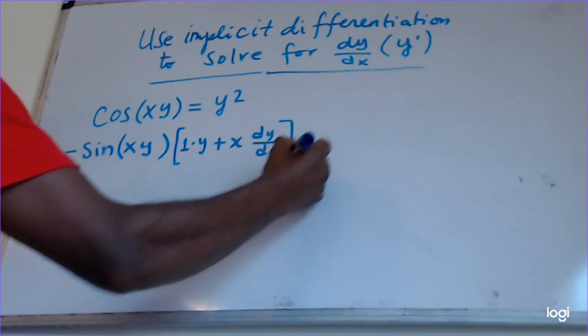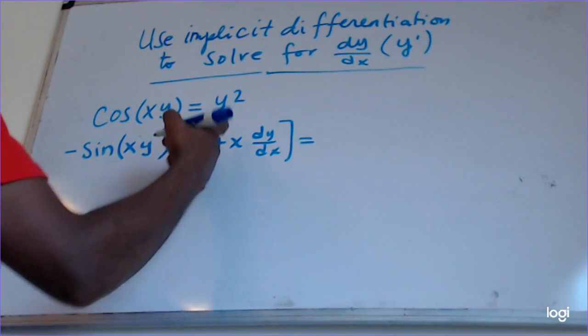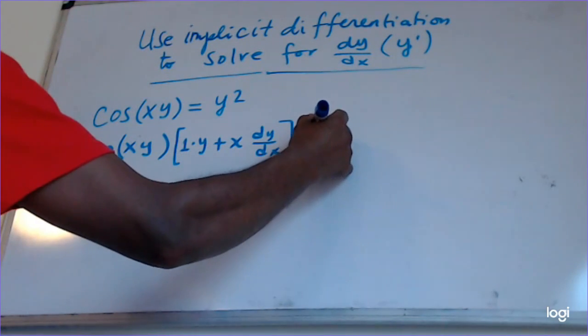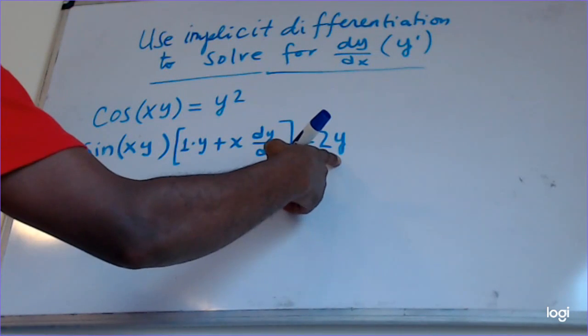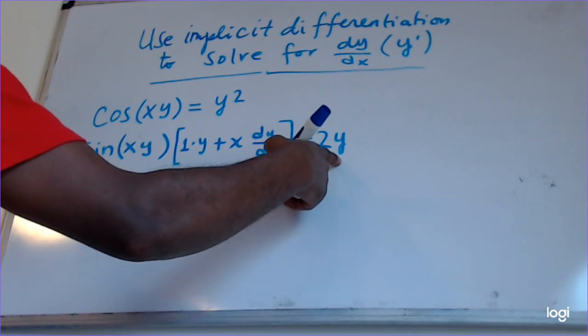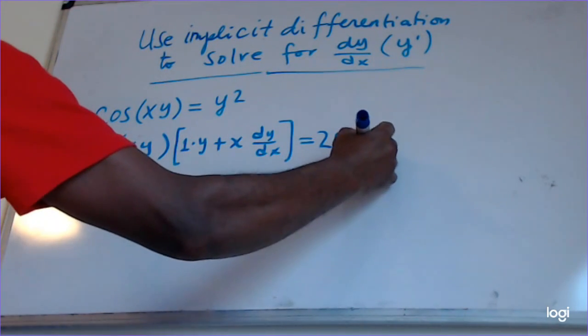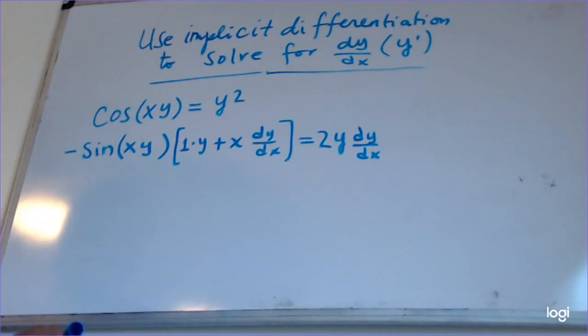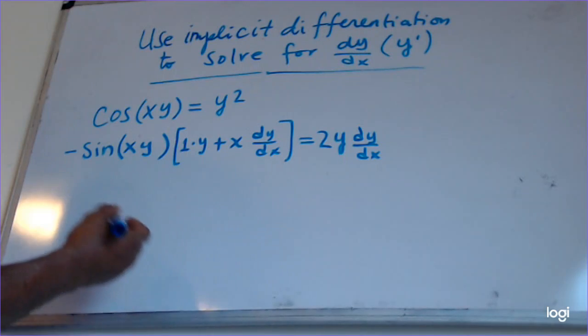Equals, the right hand side is y squared. Power rule tells me I would have 2 times y. Of course, the degree is reduced by 1, but since y is a function of x, I will also get dy/dx. So I'm almost there. The only thing left now is a little bit of algebra to solve for dy/dx.